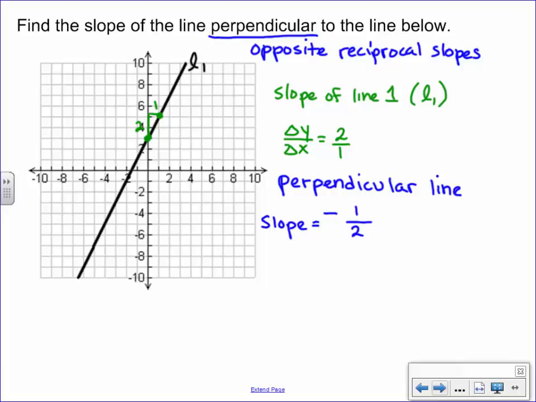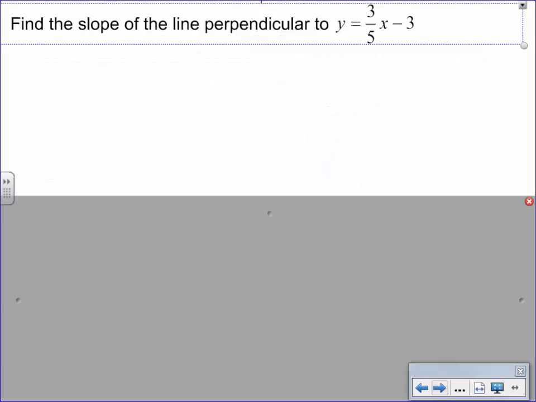Okay, let's try another example. Find the slope of the line perpendicular to y equals 3/5 x minus 3. Remember, anytime we see the word perpendicular, we're thinking opposite reciprocal slope. And so the first thing we need to do is find the slope of our line. If we look at this line here, the slope always comes right in front of the x. So our slope here is 3/5.